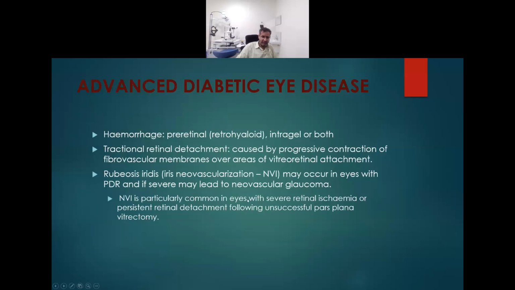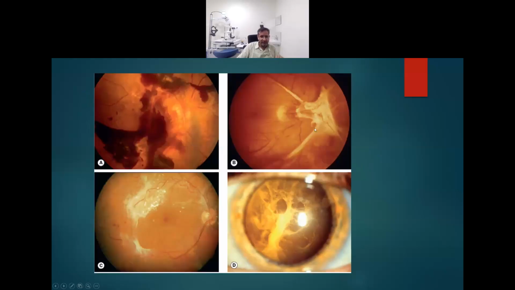and if very severe, it might lead to neovascular glaucoma. NVI is particularly common in the eyes with severe retinal ischemia or persistent RD which follows after unsuccessful PPV. So these are the examples of the advanced PDR.